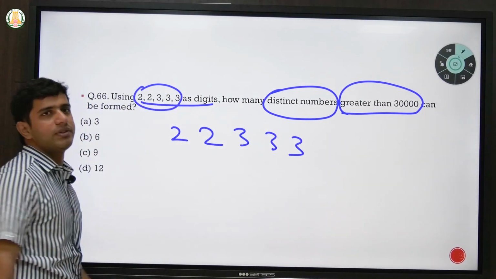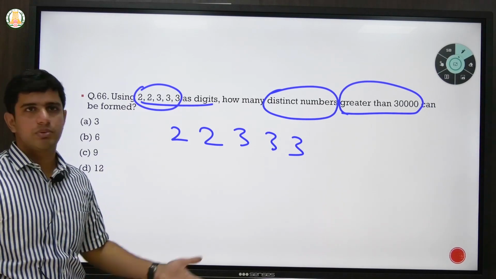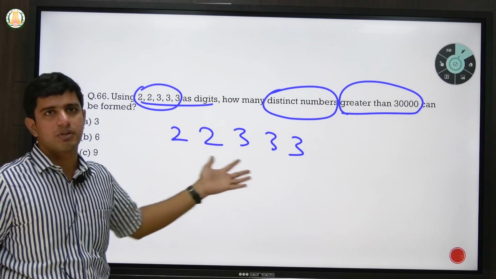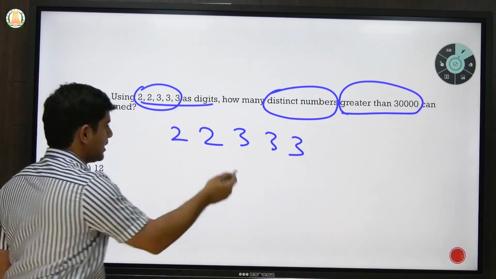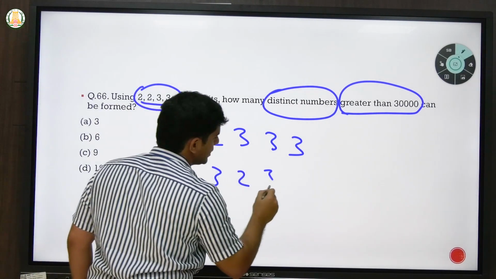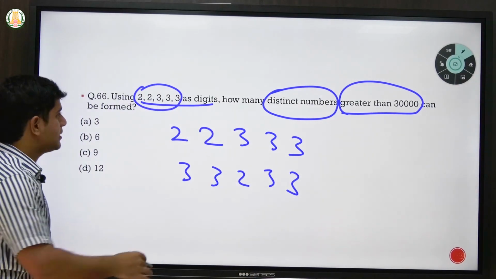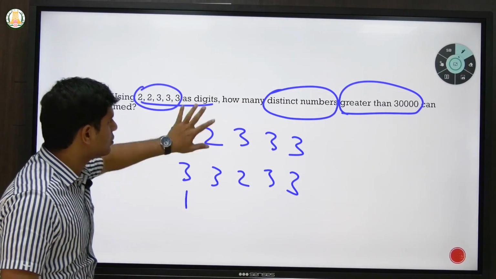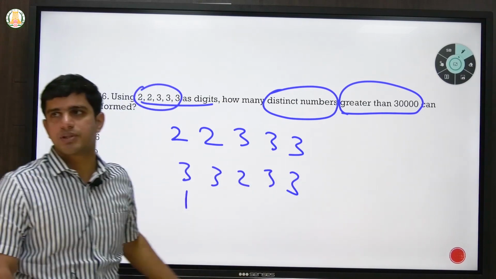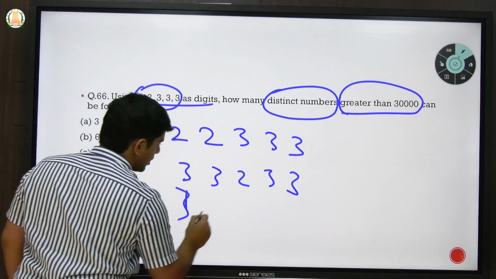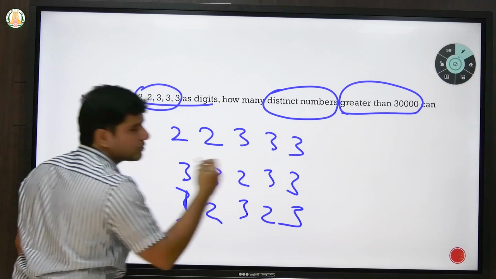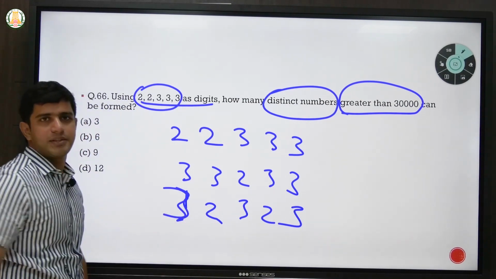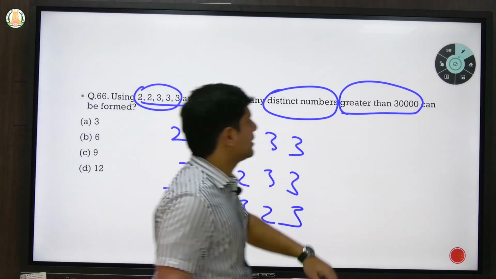Any number you form with these digits will be a 5-digit number, so it will be either in the 20,000s or 30,000s, because either it will start with 2 or, let's say, 3, 3, 2, 3, 3 is another possible combination. So what he is saying is you put them in different combinations and see how many of those combinations are greater than 30,000. That is the question. You can put any combination, let's say 3, 2, 3, 2, 3. This is also a combination. So either it will be in the 20,000s or 30,000s. That is the catch here. But he's saying it should be greater than 30,000.